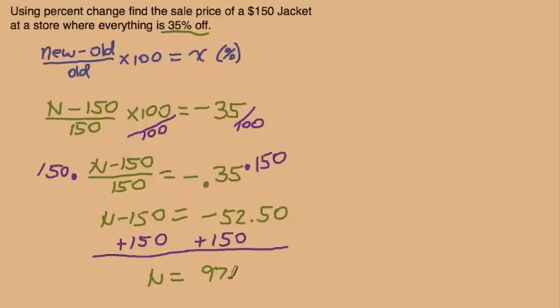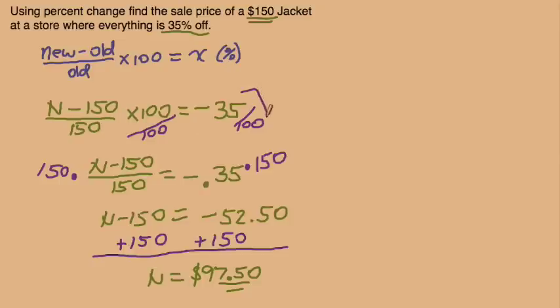Now, because it's money, I'm going to round it to the hundredths place. And then don't forget, this is dollars. So the original cost of the jacket was 150. The new cost of the jacket after the sale is less, 97.50. Alright, but there is also a shortcut to this one.